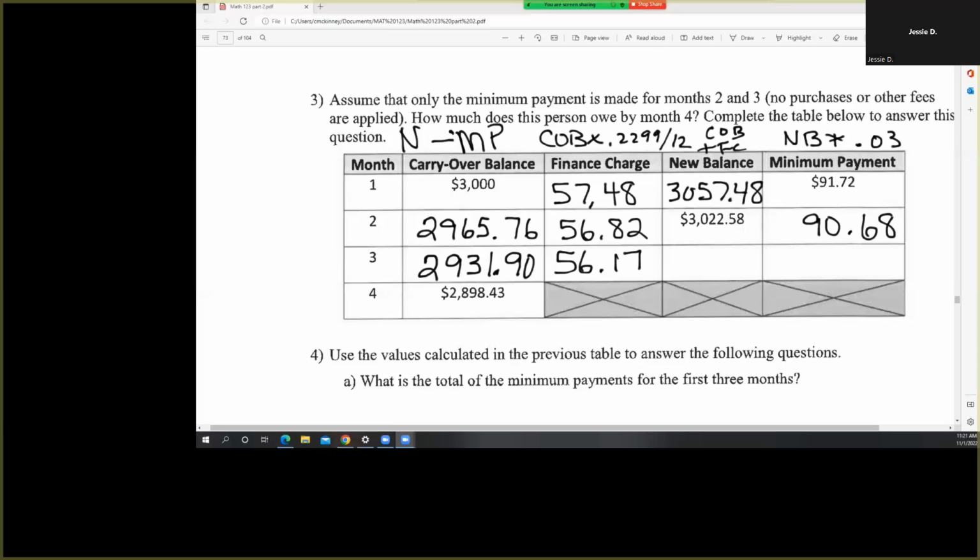So then we can add that on. Figure our monthly minimum payment again. 64. Yes. And then if we do the 2,988.07, subtract our 89.64, we should come up with what is in month 4. Okay, so go ahead and answer the questions for 4 and 5 based on the work that we've done.